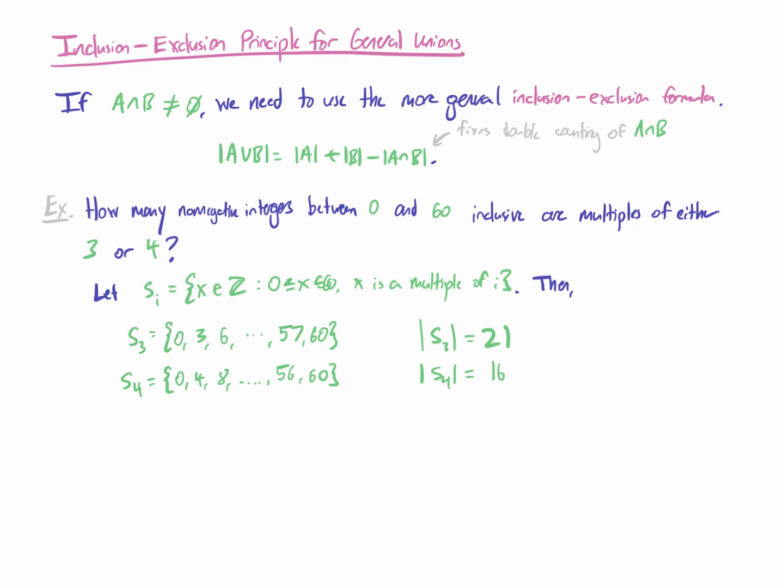And what we want to do is figure out how to compute the size of S3 union S4. That's what our problem is asking us to do. How many non-negative integers are multiples of either 3 or 4? However, because our sets are not disjoint, we need to figure out how to also calculate the size of the intersection.